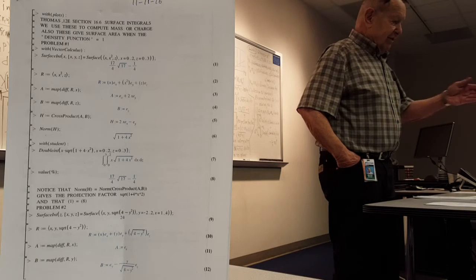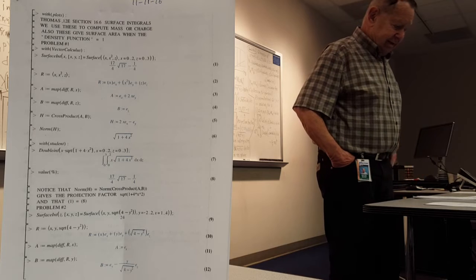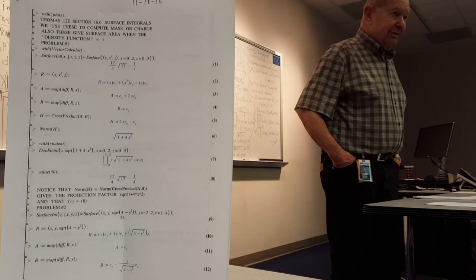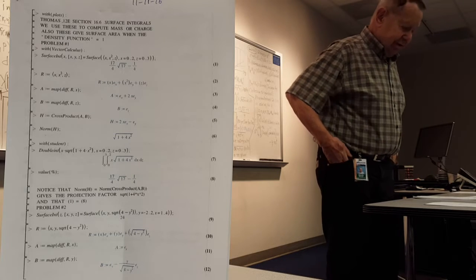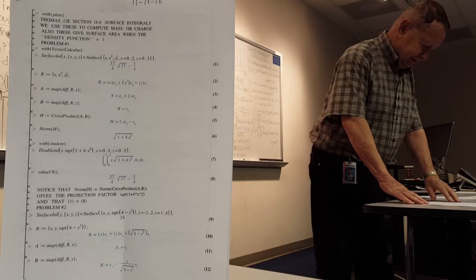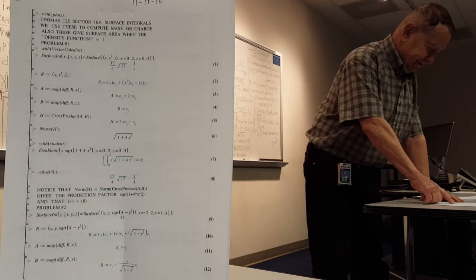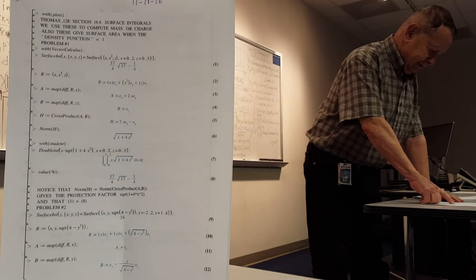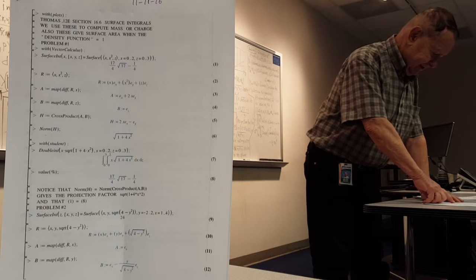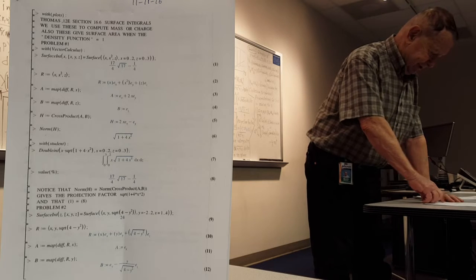So you can follow it through this way, and you could use Maple to do all that if you had some reason that you wanted to. So notice that, as I'm saying there, the norm of the cross product gives the projection factor, and that line 1 equals line 8.